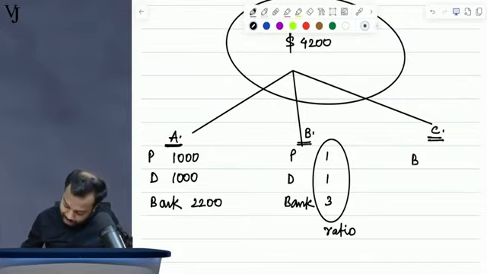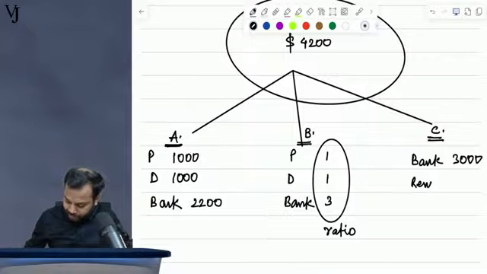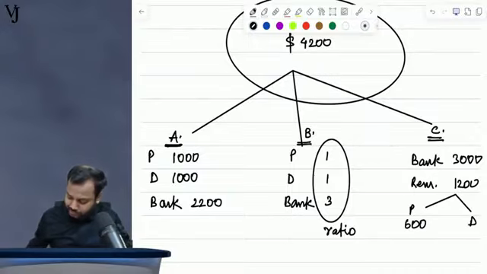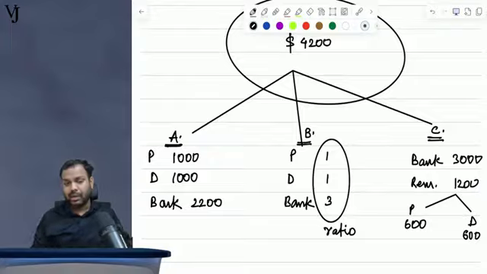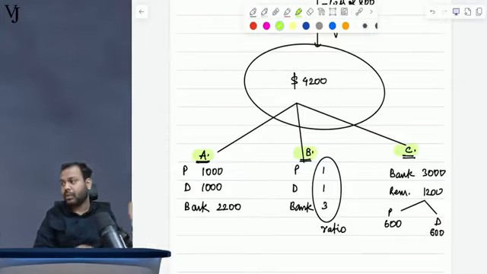First of all, we will have to pay to the bank how much? 3,000. Whatever remains, what is the remaining amount? Remaining is 1,200, which Pramod and Devendra will take equally, 600 each. Tell me, which option do you think is the most logical option? A, B, or C?